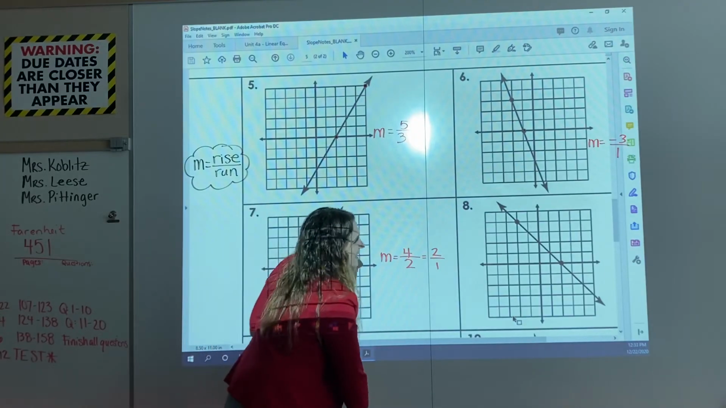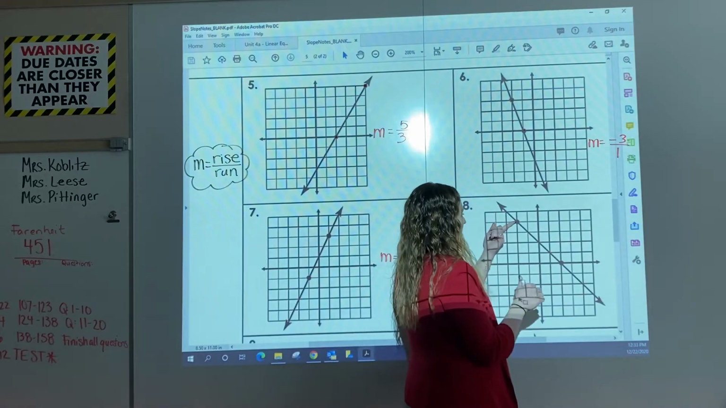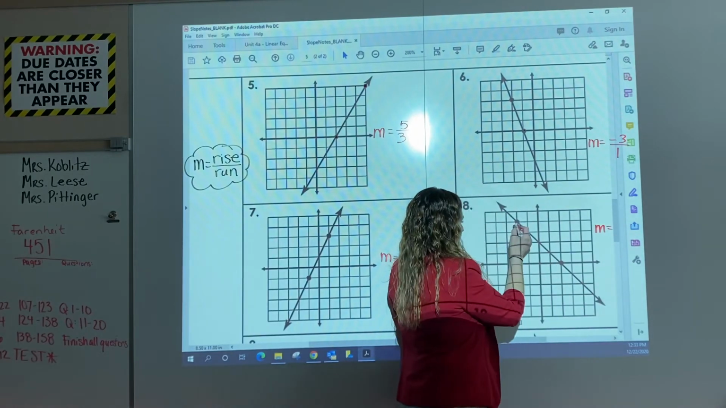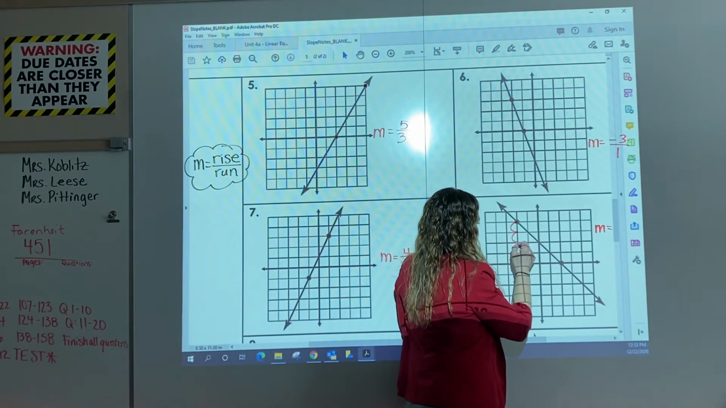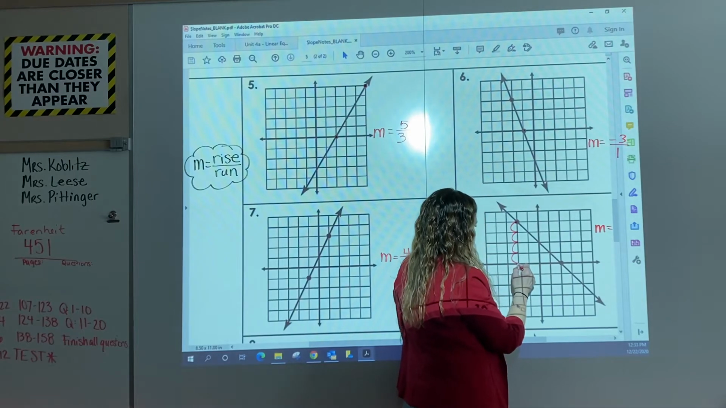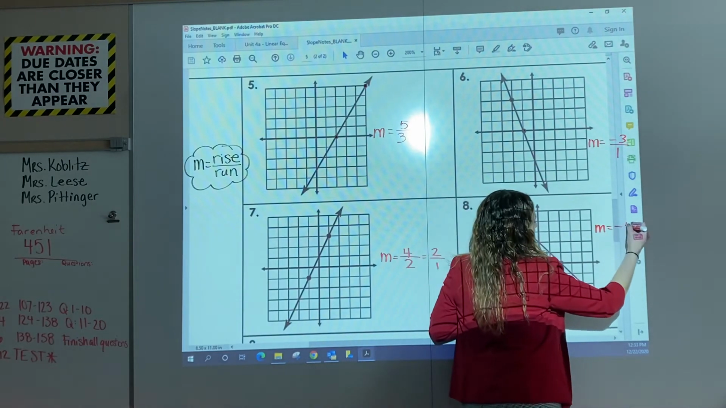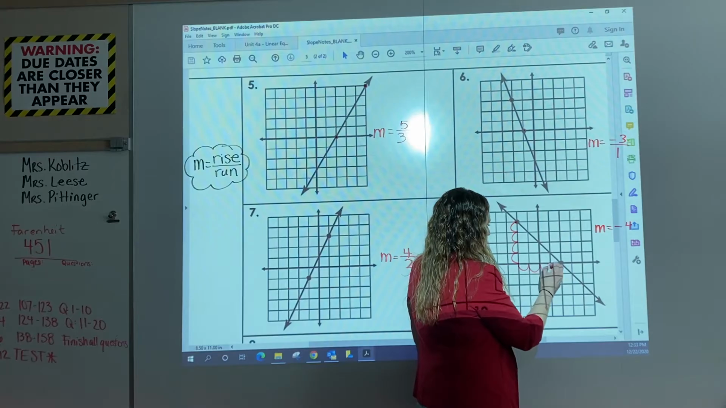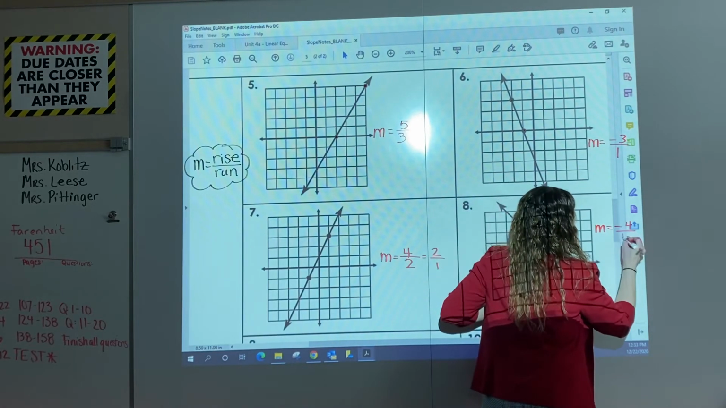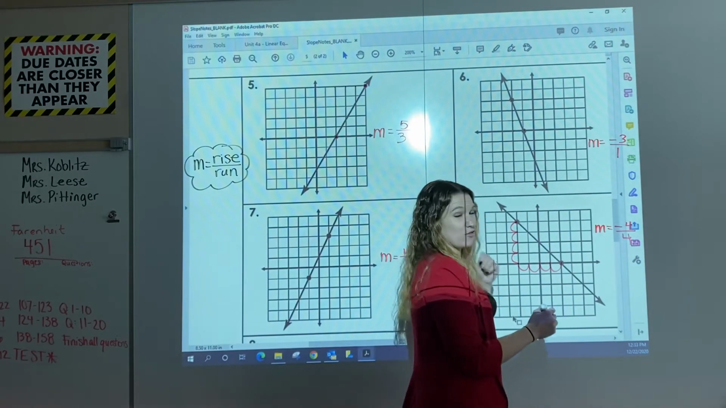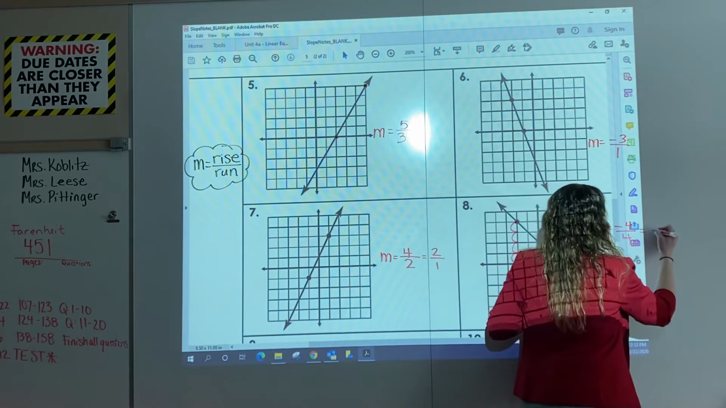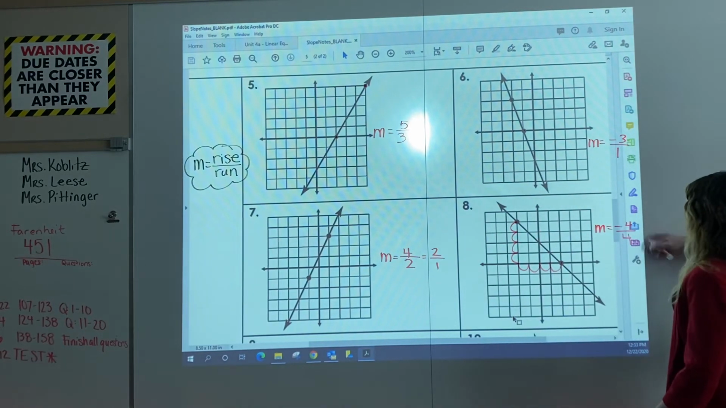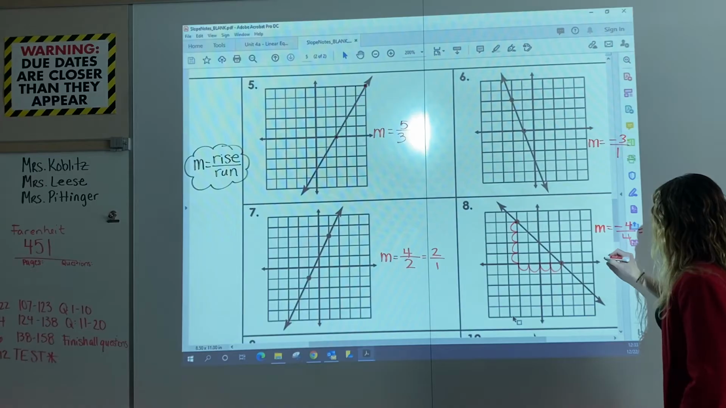Alrighty, let's look at number 8. Starting from left to right, I need to do my rise and then my run. So here I'm going to go down 1, 2, 3, 4. So down 4 is negative 4. Then I need to go over 1, 2, 3, 4. To the right, 4. And I know that negative 4 divided by 4 gives me a negative 1 over 1. So let me just rewrite it below in case you can't see that.